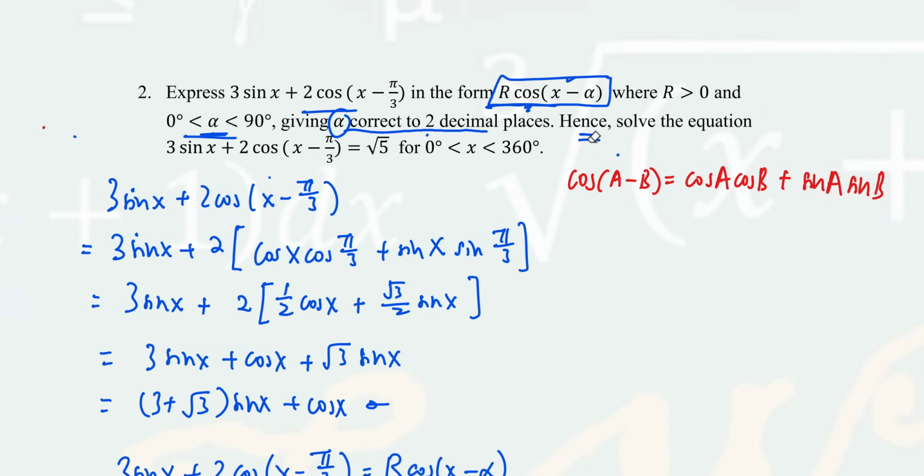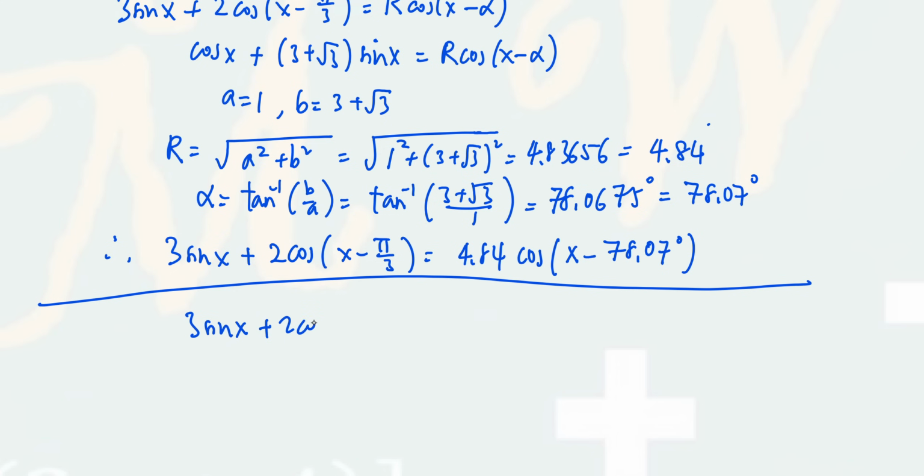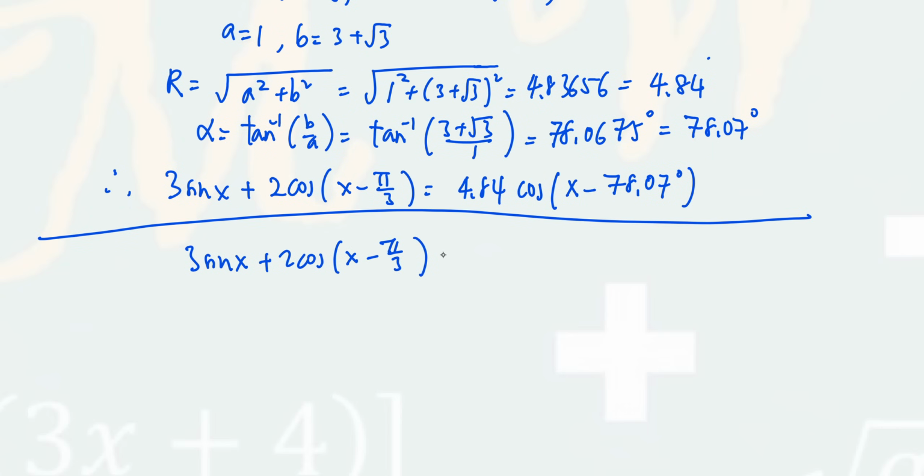Okay, next, hence solve. So the left side will be exactly the same as the harmonic form, which equals 5. So I will just write 3 sine x plus 2 cos x minus pi over 3 equals square root 5, where x is from 0 to 360 degrees, not inclusive. So the left side will be 4.84. Okay, I do not use 4.84, I will use this value.